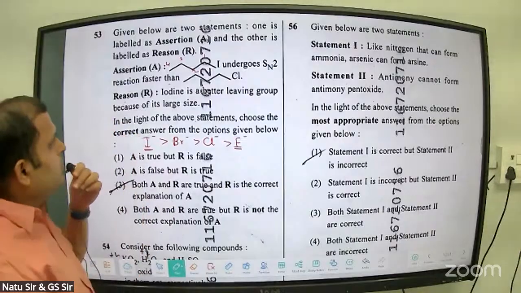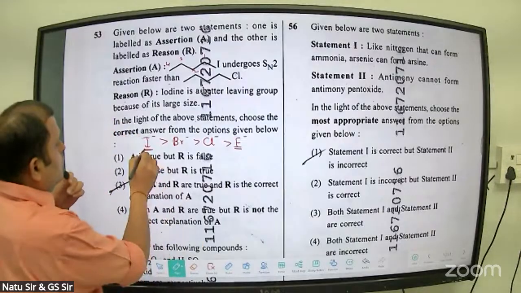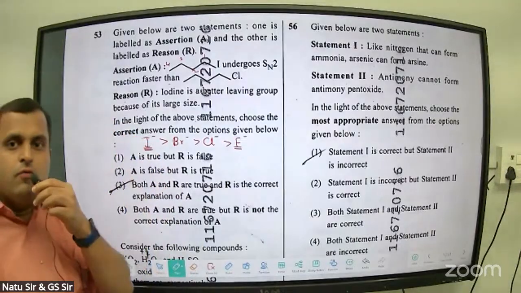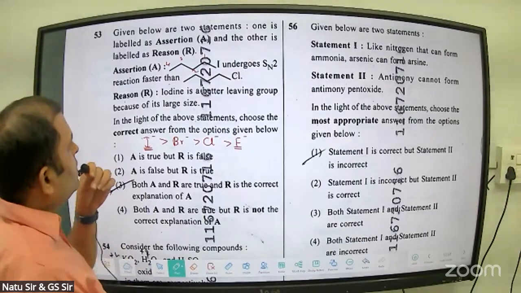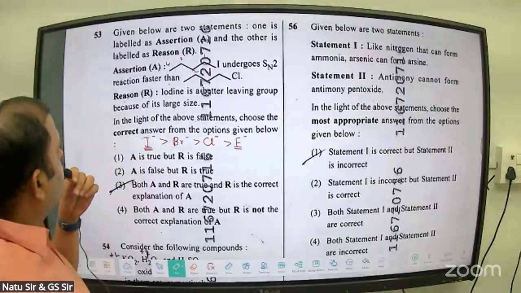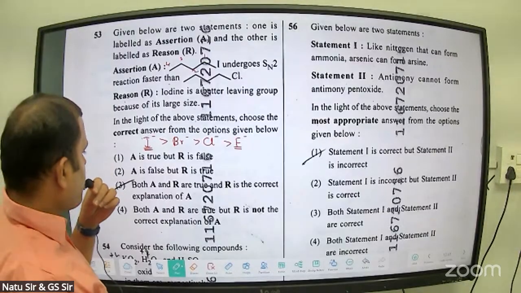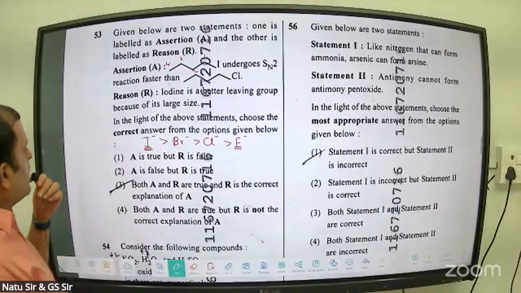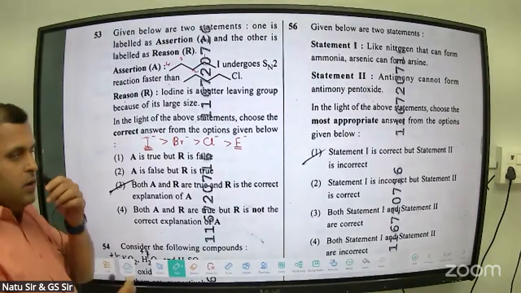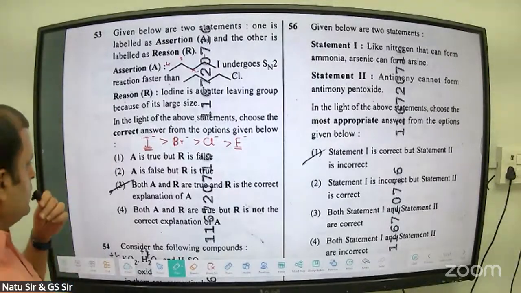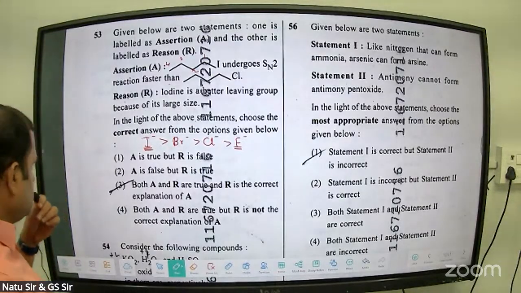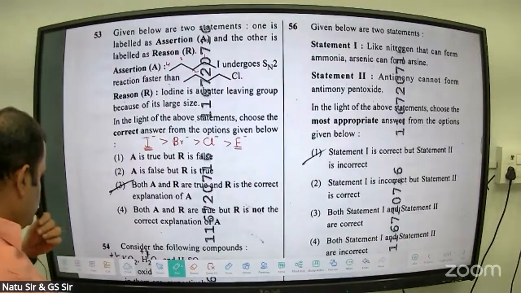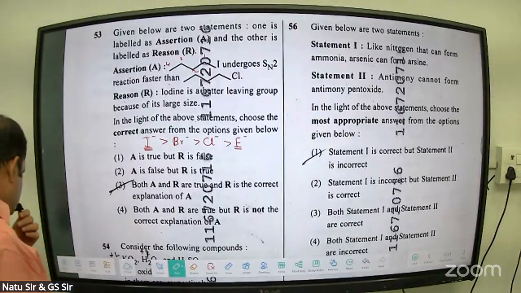So this is a correct statement, that being a better leaving group, iodobutane will undergo faster SN2 than chlorobutane. And iodine is a better leaving group because of its large size. Correct? So what will the answer be? Both A and R are true, and R is the correct explanation of A. Correct? So 53 will be option 3.